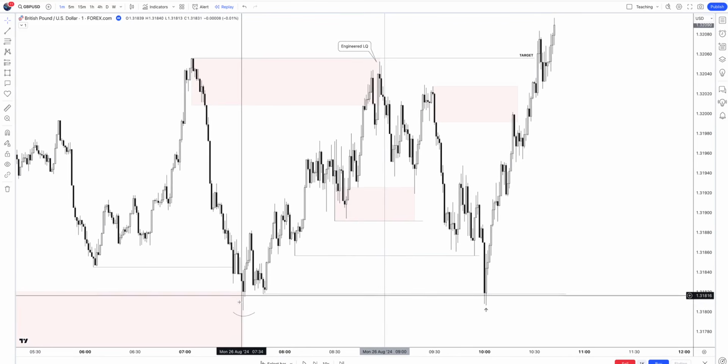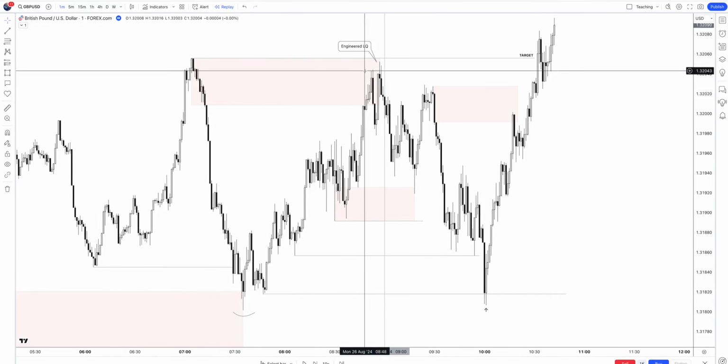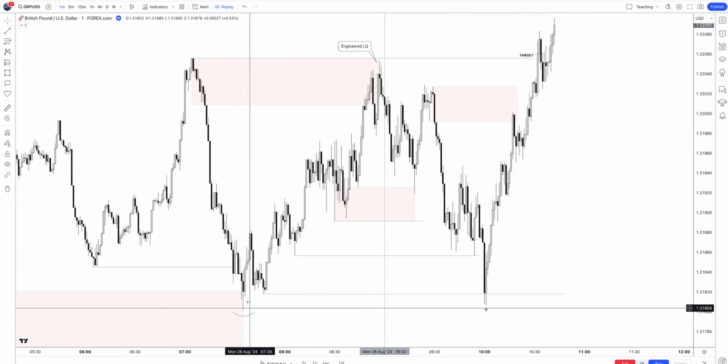Perfect. So here's again our reaction from the left hand side after taking out the low. We trade higher. Okay. I am going to sneeze in a second. Apologies. Apologies about that. My allergies are killing me.